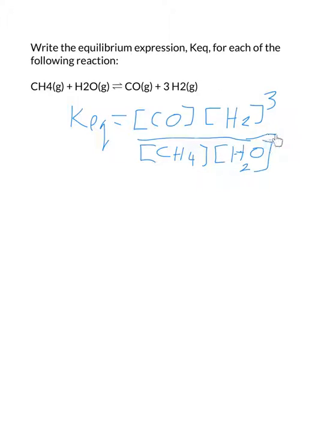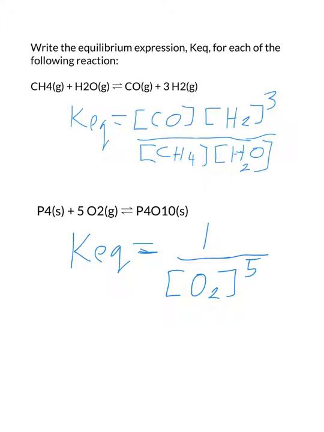We'll then divide by our reactants. Methane raised to the power 1 and water raised to the power 1 because we have 1 mole of methane and 1 mole of water. The previous example that we looked at had the reactants which were in gaseous form as well as the products which were gaseous form. So we included both reactants down here in the denominator and both products in the numerator.